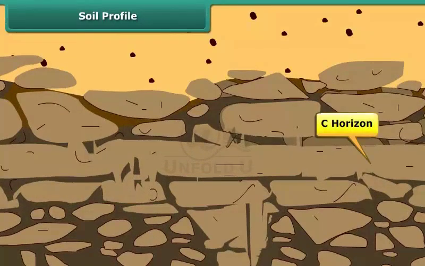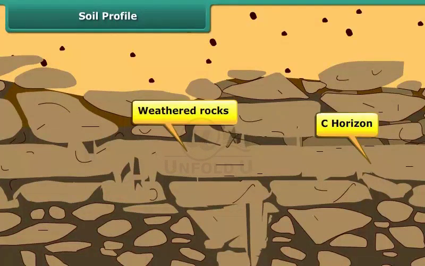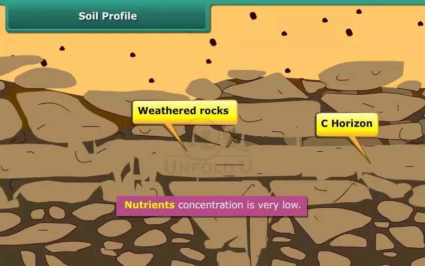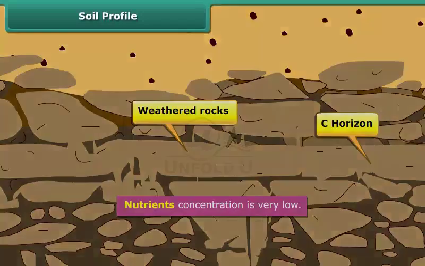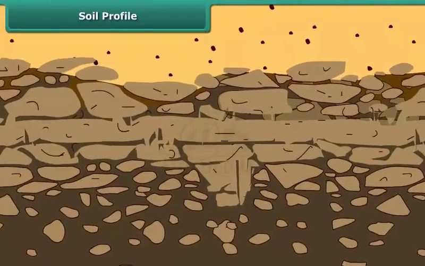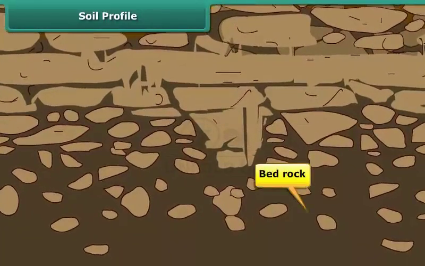Fourth layer is the C horizon. This layer is rocky and made up of weathered rocks. Nutrient concentration is low in this layer. The final layer is made of solid rocks and commonly known as bedrock.